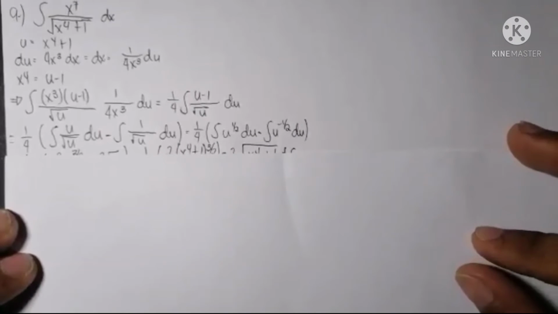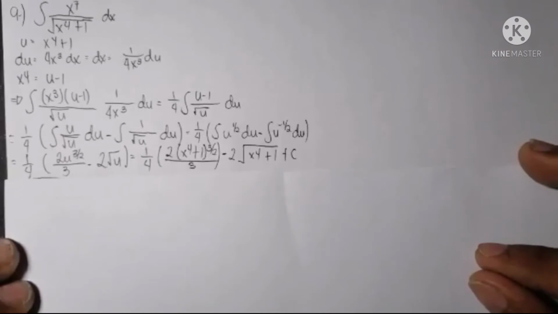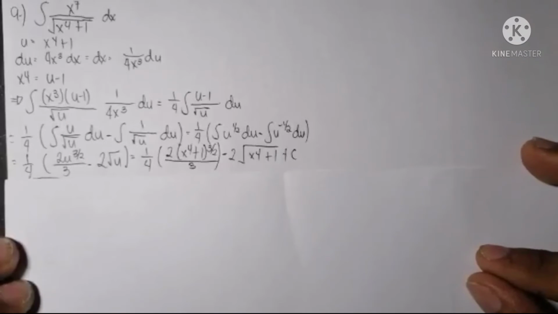1/4 times the integral of u all over square root of u du minus the integral of 1 all over square root of u du is equal to 1/4 times the integral of u raised to 1/2 du minus the integral of u raised to negative 1/2 du. So 1/4 now is times 2u raised to 3/2 all over 3 minus 2 square root of u, which is equal now to 1/4 times x raised to 4 plus 1 raised to 3/2 all over 3 minus 2 square root of x raised to 4 plus 1, plus c.